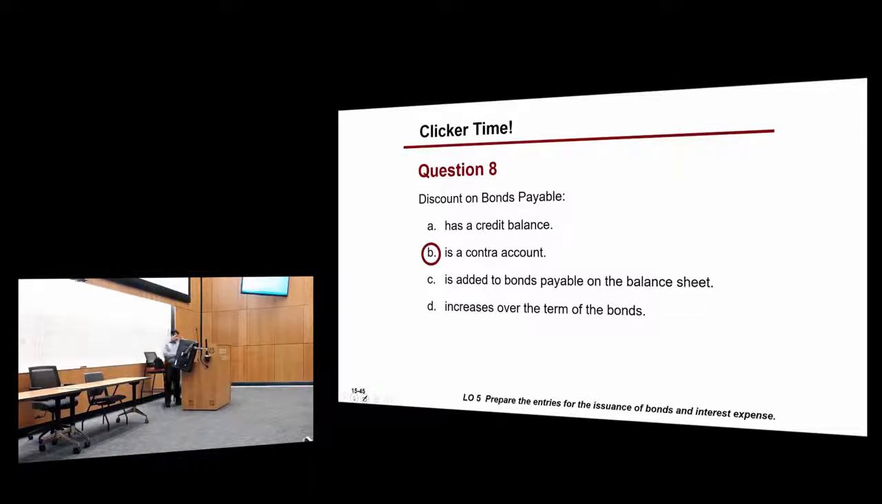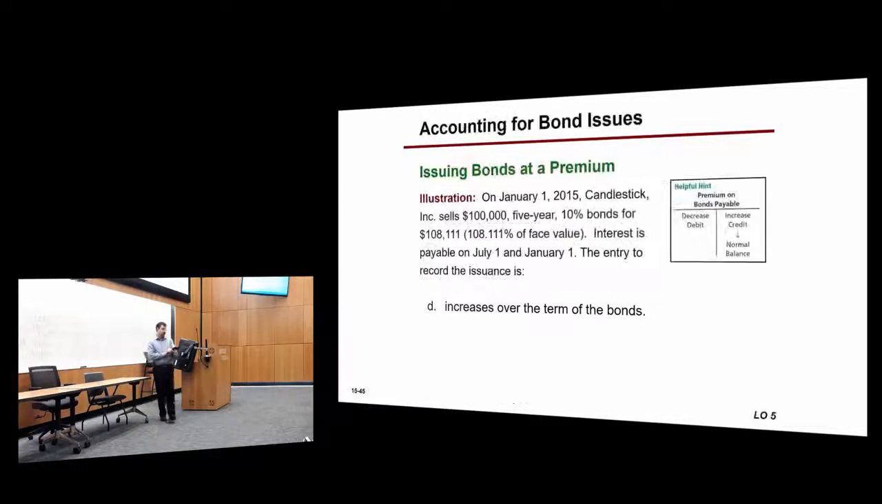That's in between. So, it is actually a contra account. Now, that was issuing bonds at a discount, when the contractual interest rate was lower than the market. Now we're going to look at it when it is higher than the market. So this is 10%. The company was able to sell it for 108.11%. The company issued the bonds at 108.11%.